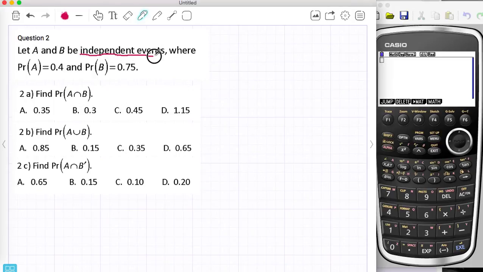Now, this is a trigger word, independent events, and if I go to my formula sheet, I've got a formula for independent events, which is the probability of A times the probability of B equals the probability of A intersection B. Only if they're independent. That only works if they are independent. And in this case, they are independent.